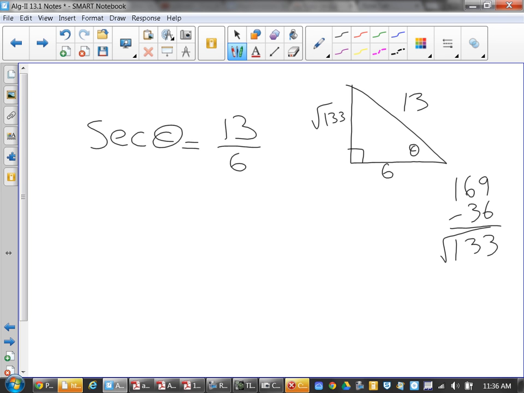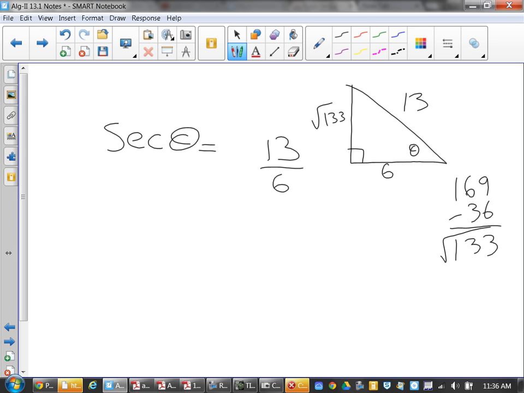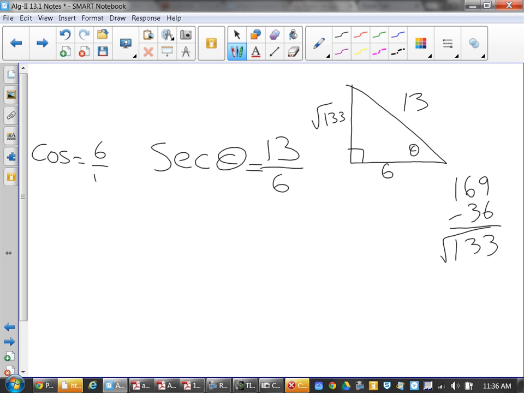So this is the weird part where you just have to be careful about rationalizing. Now, what's nice is you already know what your secant is. So if you know what your secant is, that means your cosine would be 6 over 13. We okay on that? We know that our sine value is root 133 over 13. The cosecant would be its reciprocal. So that would be 13 over root 133.